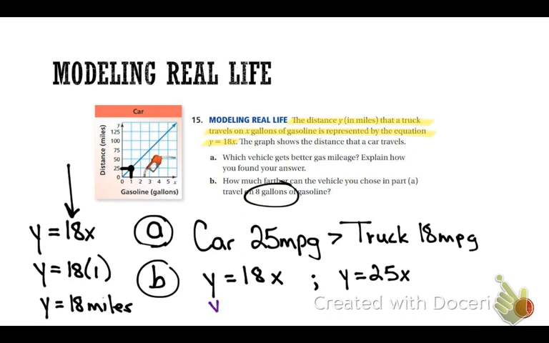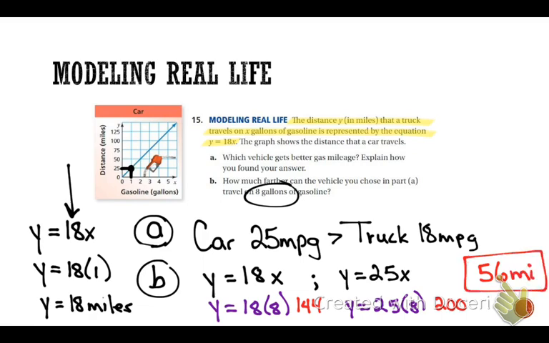y equals 18 times 8, and y equals 25 times 8. So what's 18 times 8? And what's 25 times 8? 200. So how much farther did your car make it? 56 miles longer. That's the answer to B. All right, you see how we did that?